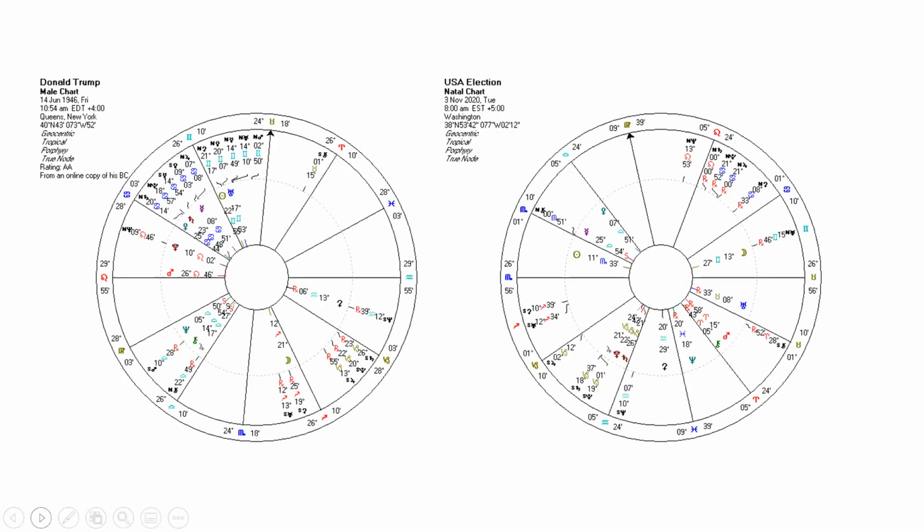Here's Donald Trump and the USA election chart at the time, November 3rd, 2020. I put 8 a.m., but I think it's debatable what time you might use, because elections start earlier and end at the end of day, but put it for the 8 a.m. Of course, we have Jupiter, Pluto, and Saturn in the sign of Capricorn, picking up those nodes. So that's a very, very important election for the people of the US, and I'd say for the world, because, of course, it affects the global economy.